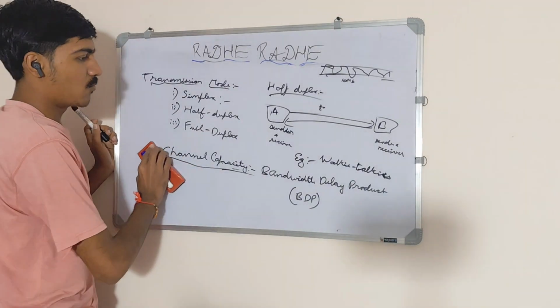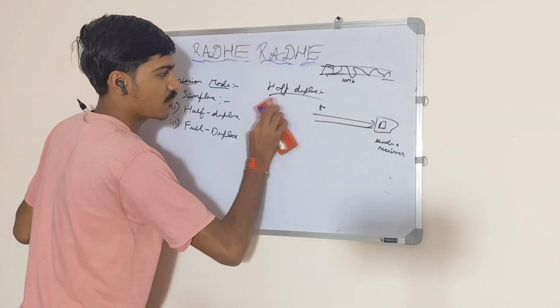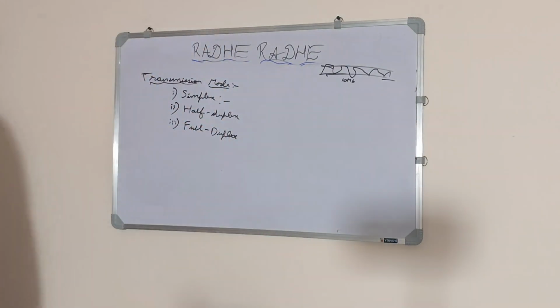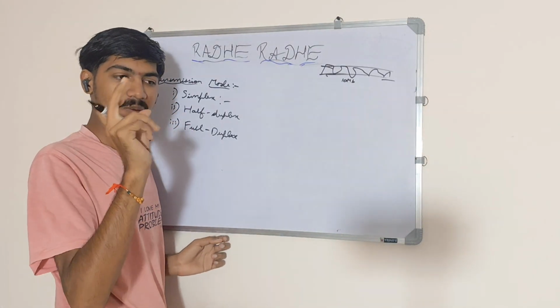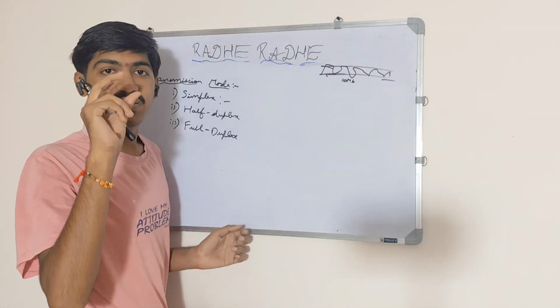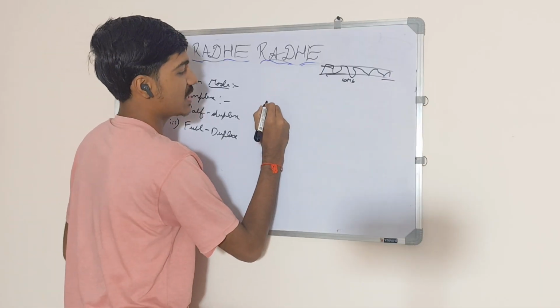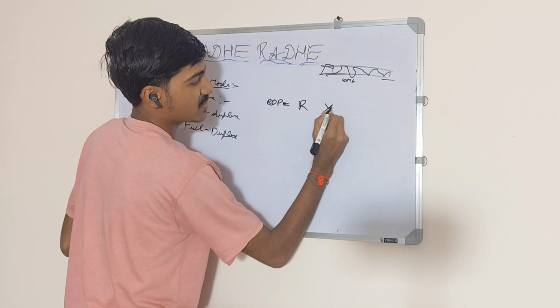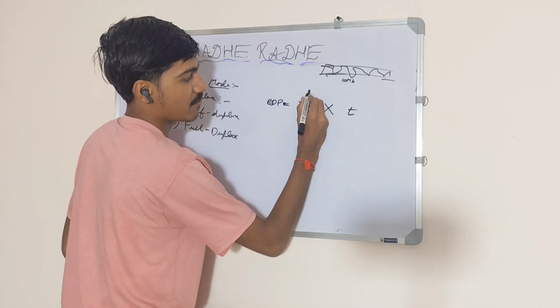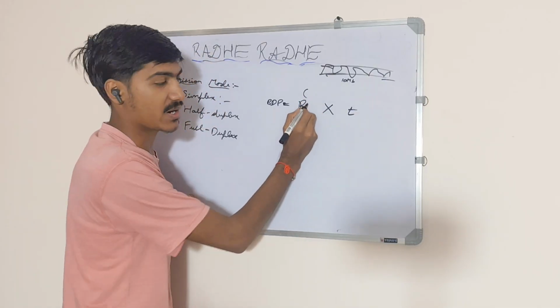Now, what is the formula of this? As I told, the second mathematical abbreviation, bandwidth delay product. So channel capacity, nothing but BDP, is given by bandwidth into delay. Bandwidth is represented by R.